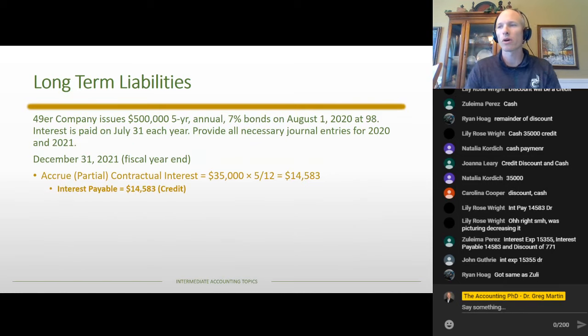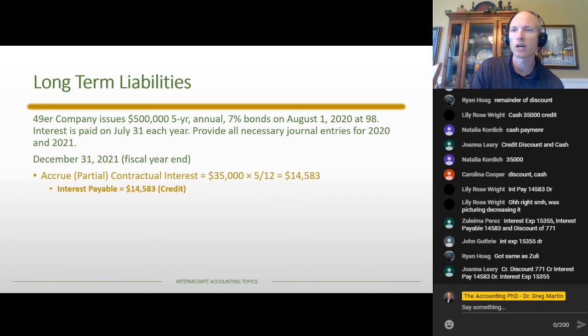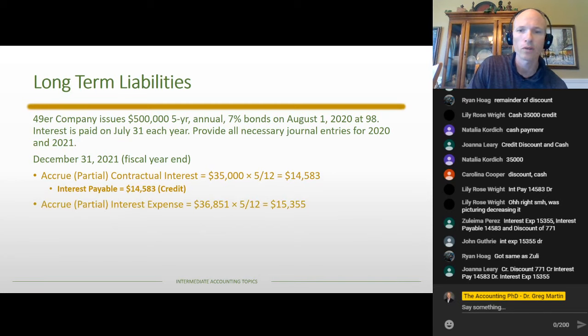All right, so let's kind of walk through it. Again, the same credit to interest payable. That doesn't change because the contractual payment doesn't change. Joanna got the discount at 771, interest payable 14,583, and interest expense 15,355. Good. I mean, we're really on top. This is really good. All right, I'll kind of move quickly.